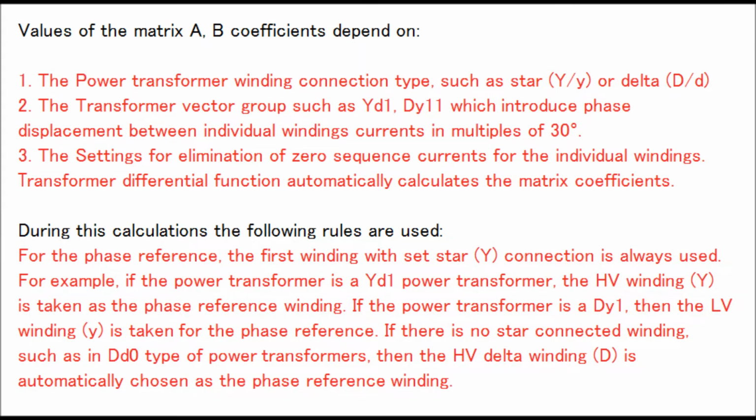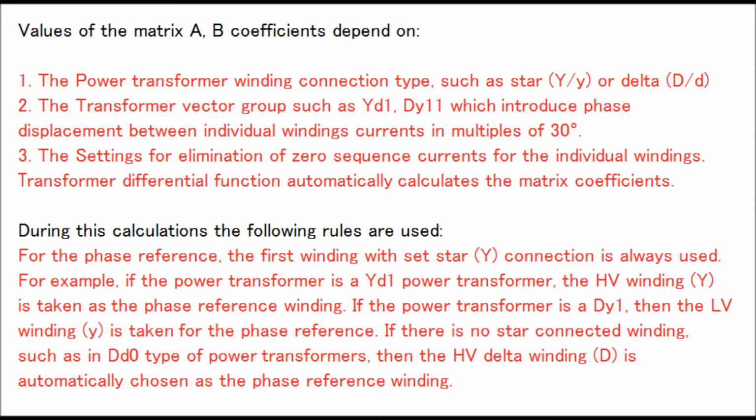Now the value of the matrix AB coefficient depends on the power transformer winding connection type, such as star-star or star-delta or delta-delta. Number 2 is the transformer vector group, such as YD1 or DY11 or YD11, which introduces a phase shift between the HV side winding current and the LV side winding current. For YD1, the LV side winding lags that of the HV side by 30 degrees. For DY11, the LV side winding current leads that of the HV side winding current by 30 degrees.